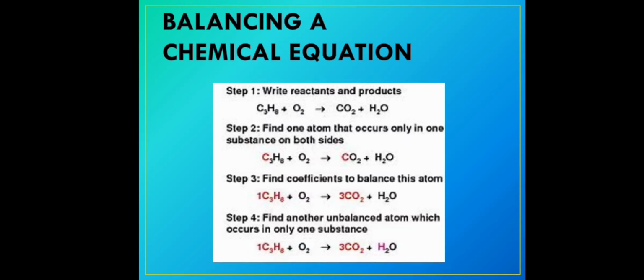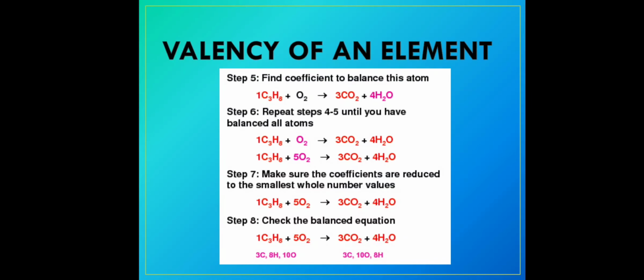So once carbon is balanced in step 3, then we will find another unbalanced atom which occurs in only one substance. So over here we see hydrogen is one which is there to be balanced. So we'll try to balance hydrogen after carbon is balanced. So in trying to balance hydrogen, we find the coefficient to balance this equation. So we try to balance hydrogen on both the sides. Now since it is 8 on one side and 4 2s are 8 on the other side, it is balanced.